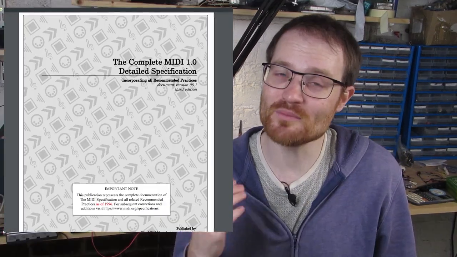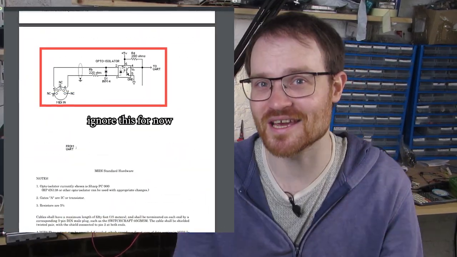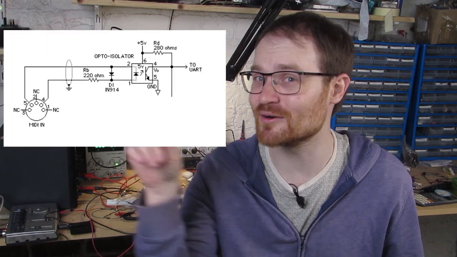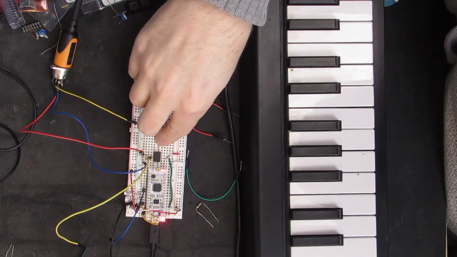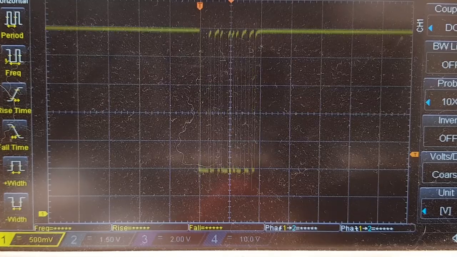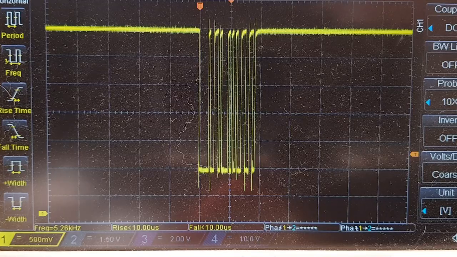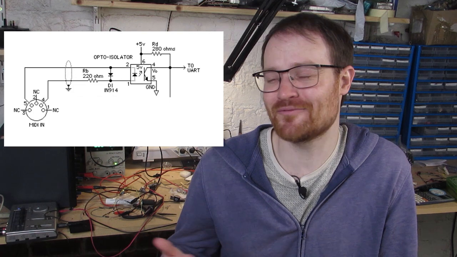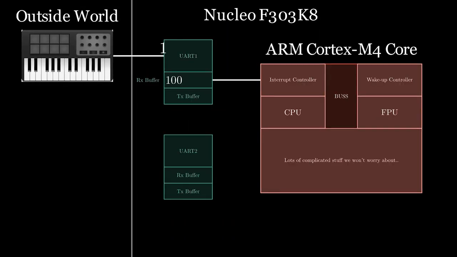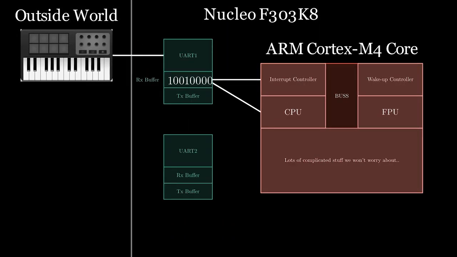So the MIDI 1.0 protocol tells us to use this circuit to send MIDI signals from our cable to our microcontroller. And if we build that circuit up and have a look on the scope, we can see a MIDI message here. So the datasheet here just unhelpfully says to UART. So what the heck is a UART? In plain English, it's a device that's able to send and receive digital information one bit at a time. So our microcontroller has a UART built in. We just need to configure it correctly in the software and we're good to go.